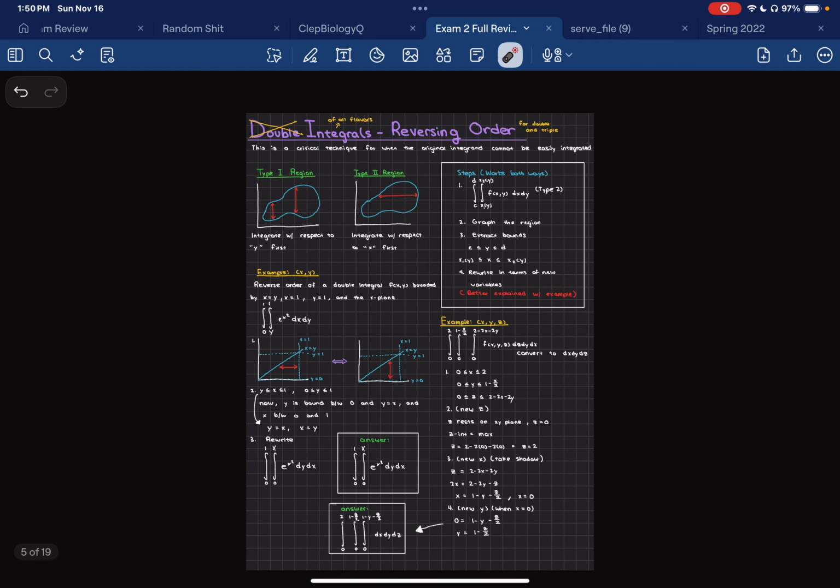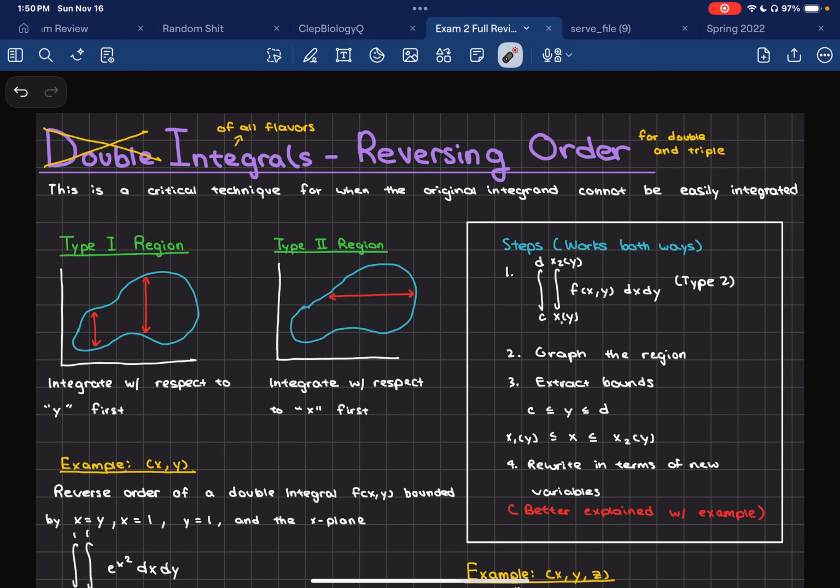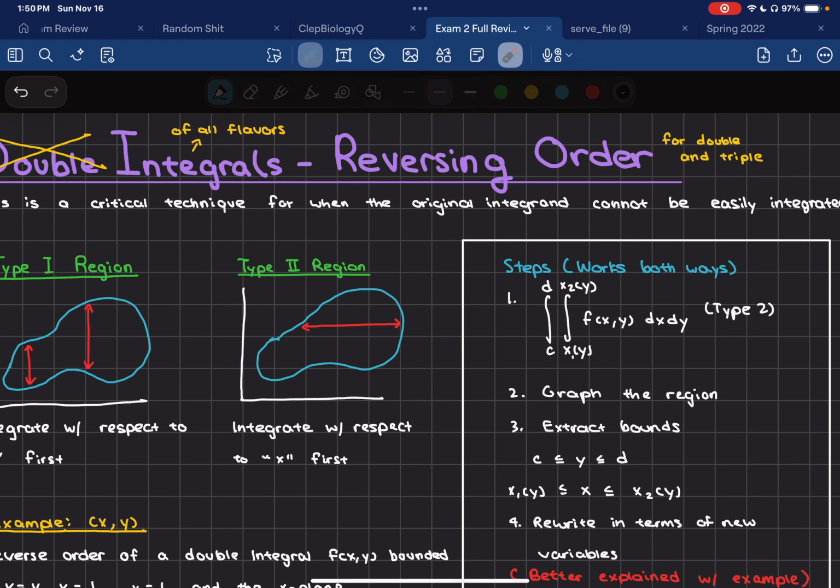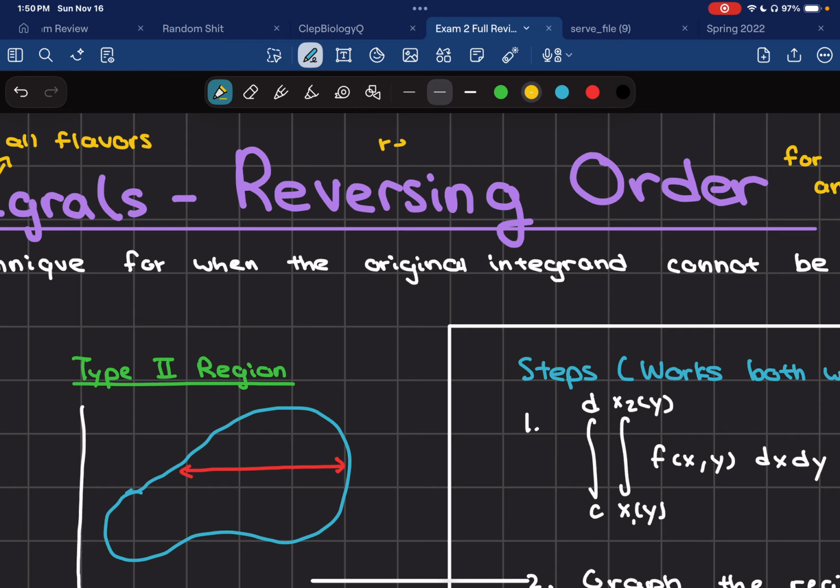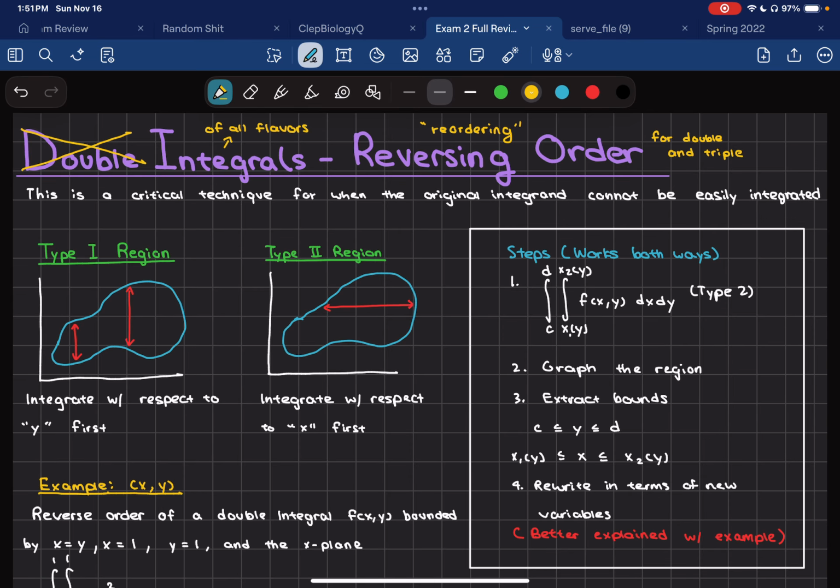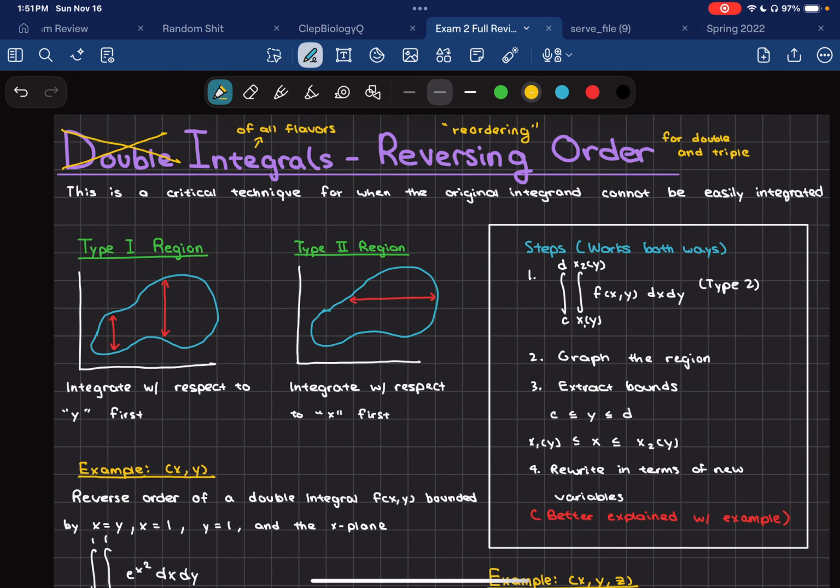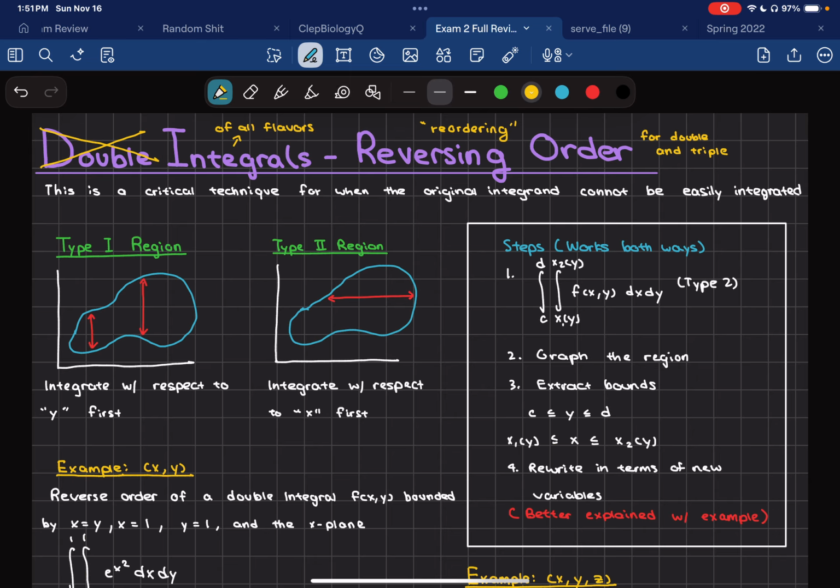Moving on to reversing, or you could also say reordering, the order. So this is a very critical technique for when the original integrand, which are your bounds, and the integrand is going to be just that double integral. You don't have to confuse yourself over that. It's when it can't be easily integrated over what bounds you currently have.